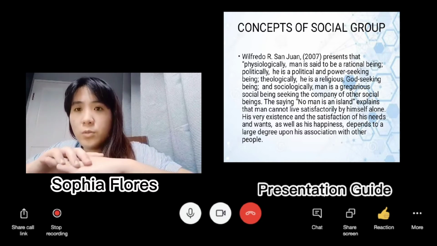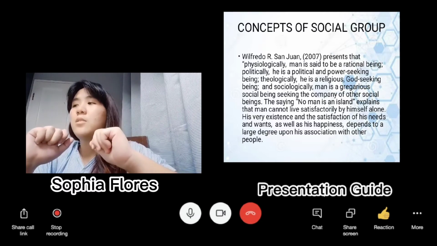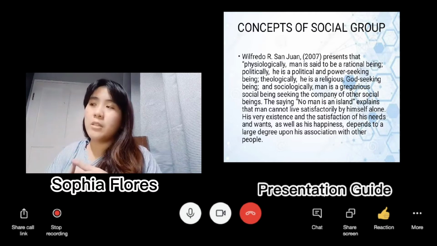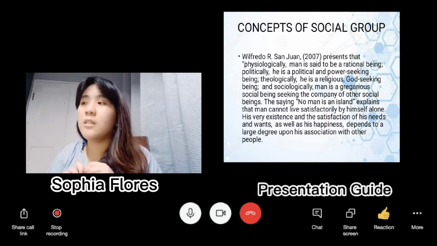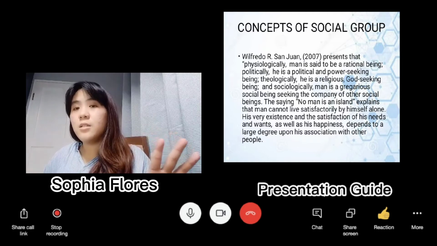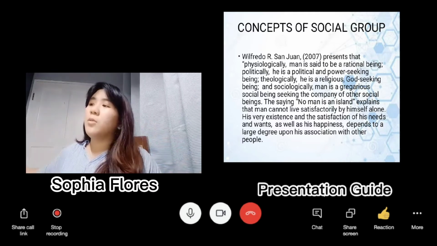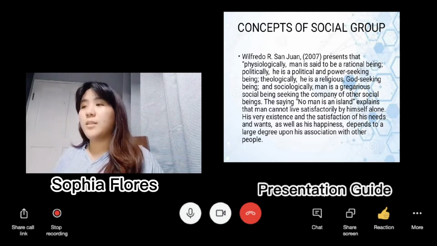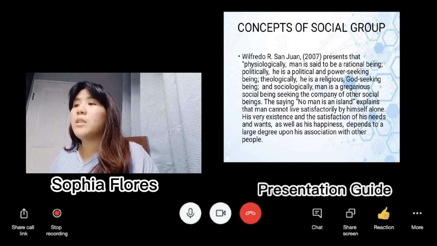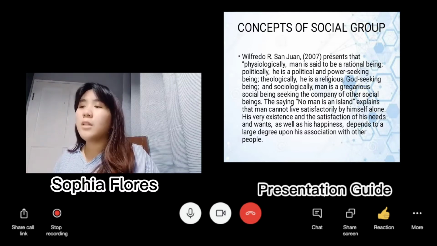Concept of social group. So what is the concept of social group? In the social sciences, a social group is two or more humans who interact with one another, share similar characteristics, and have a collective sense of unity. This is a very broad definition as it includes groups of all sizes, from dyads to a whole society or societies. Wilfredo R. San Juan in 2007 presented that physiologically, man is said to be a rational being. Politically, he is a political and power-seeking being. Theologically, he is a religious and God-seeking being.